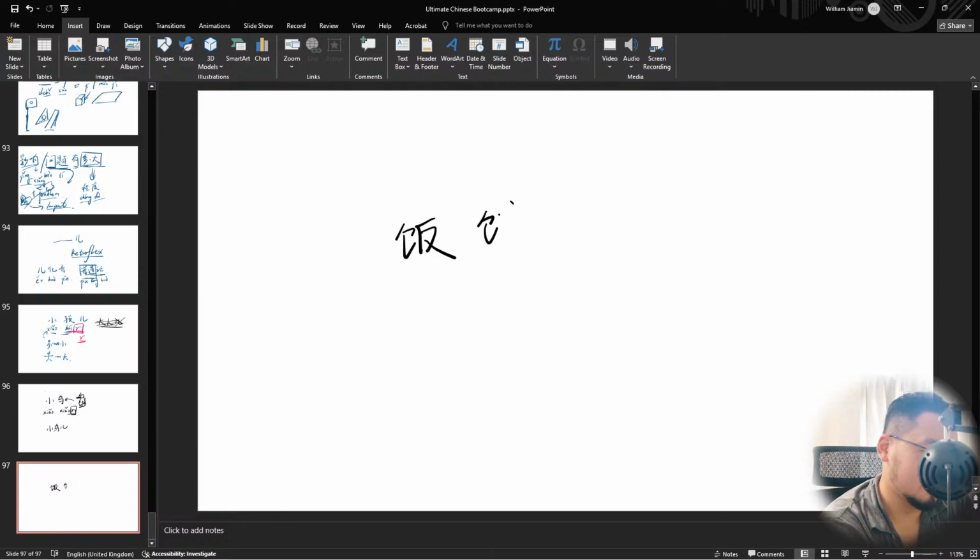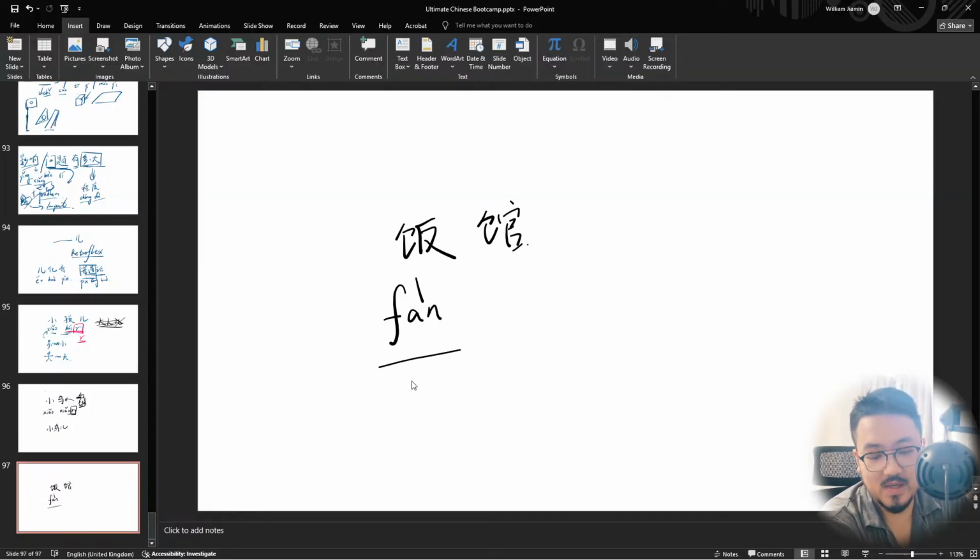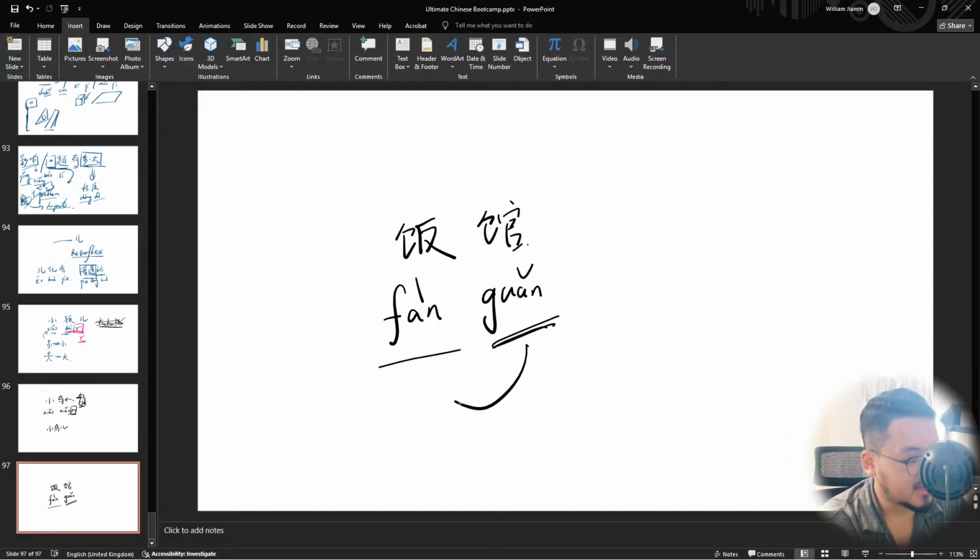So 饭馆. 饭 is rice. You eat rice, that means you eat a meal. That's how important rice is to Asian culture, right? 馆 literally means an establishment, a building for rice. So basically it's a rice building, 饭馆. But you add R: 饭馆儿, okay?